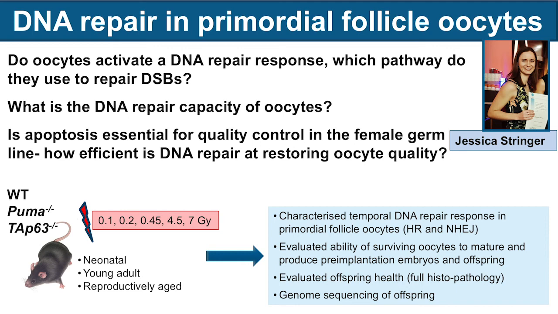And in these studies, she's been characterising the temporal DNA repair response in primordial follicle oocytes, focusing on the 2 different repair pathways that are involved in repairing double-strand breaks. So that's homologous recombination and non-homologous end joining. She's been looking at the ability of these surviving oocytes to mature and to produce pre-implantation embryos and offspring. She's done a lot of studies evaluating offspring health and also doing genome sequencing of the offspring to look for genetic mutations.